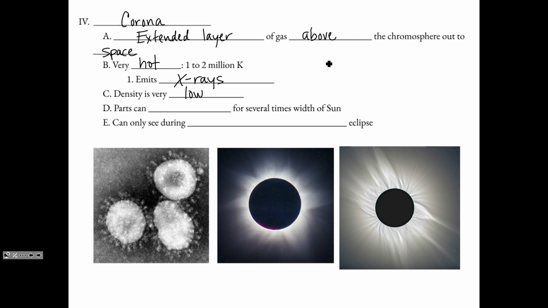How extended is it? Parts of the corona can extend for several times the width of the sun. Right? The sun is pretty big. The sun is 1,000,000 times bigger than Earth, but the corona extends 2, 3 times further out than the sun. So really, really huge. So I said hold on to that idea that we have to block out the sun with a black disk to see it. What is that black disk?